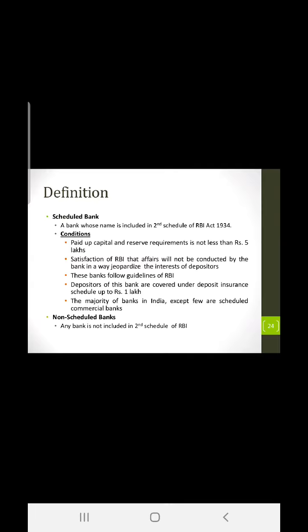Okay, means commercial bank. First of all, you have to understand what is the schedule. Schedule means those having the name in the Reserve Bank of India's second schedule.